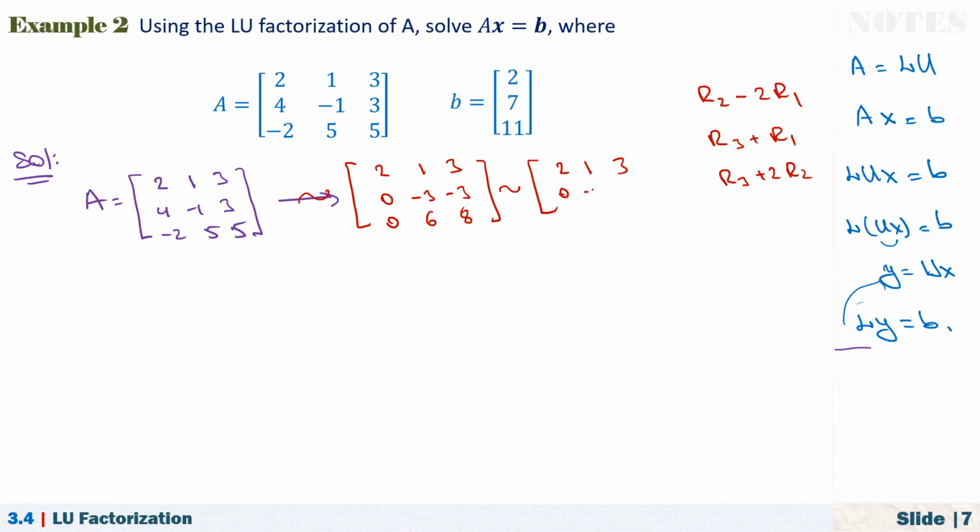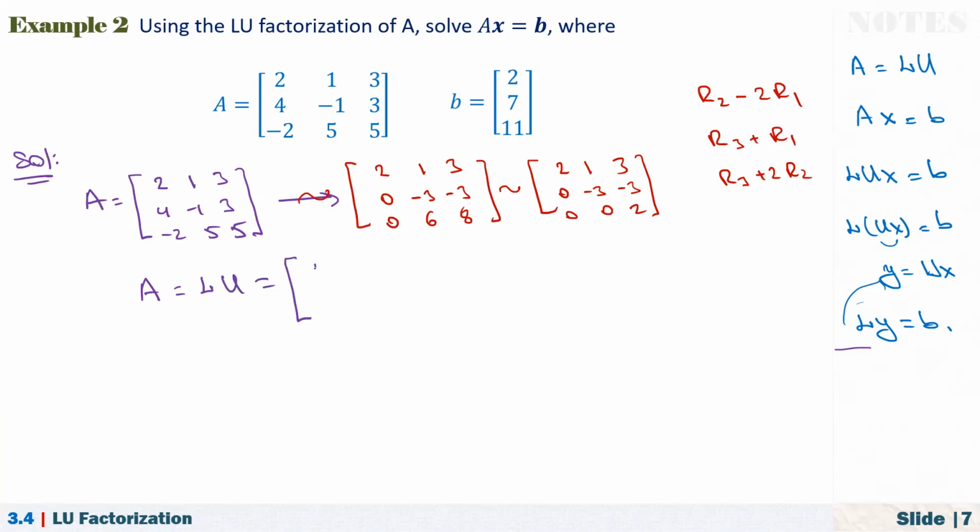Here we have 0 minus 3 minus 3, and 0 minus 6 plus 6, that's 0, minus 6 plus 8, that's equal to 2. Okay. So now using this one, we can just write the LU factorization of A, right? What is it? A is equal to L times U.